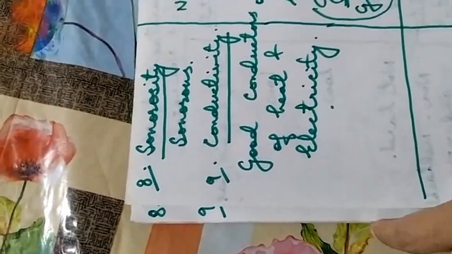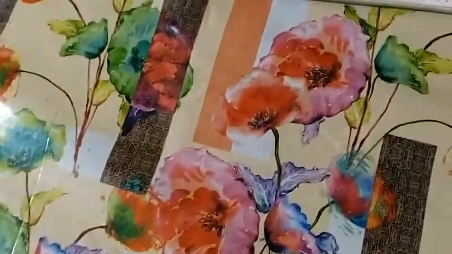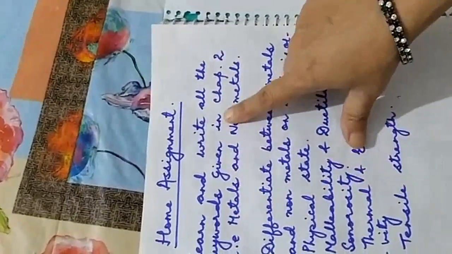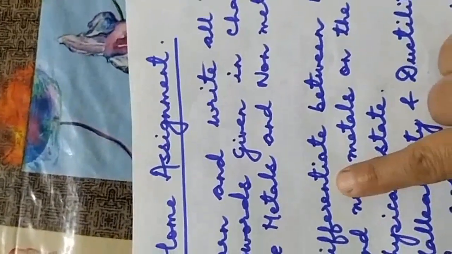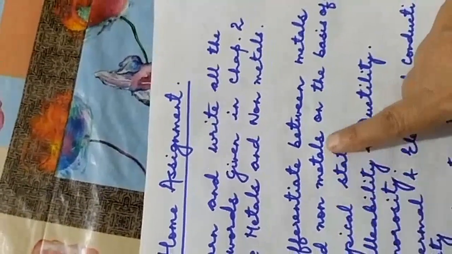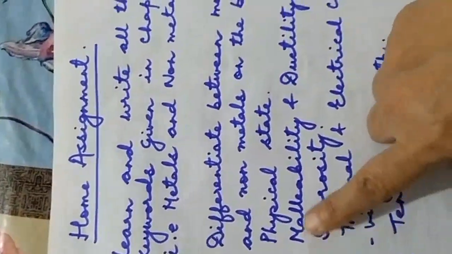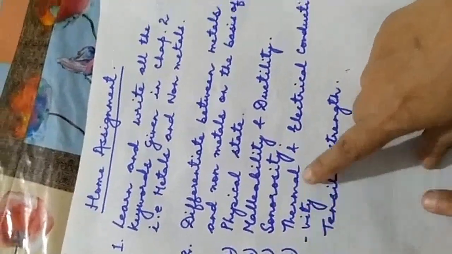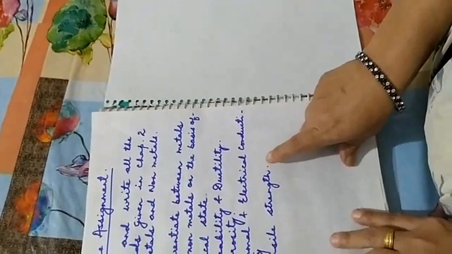Now we will see what is the home assignment. Okay, so you just note down your home assignment, children. Your home assignment is, the first one is learn and write all the keywords given in Chapter 2, that is metals and non-metals. The second one is differentiate between metals and non-metals on the basis of number 1, physical state, number 2, malleability and ductility, number 3, sonorosity, number 4, thermal and electrical conductivity, and fifth and last, tensile strength.